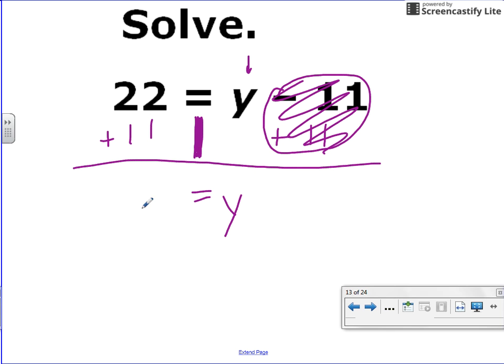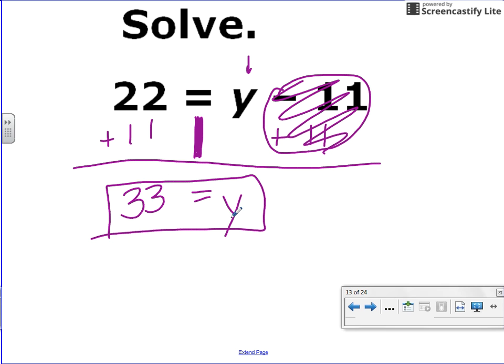On this side, I no longer have 22. It's now 33. Okay. Now, I'm not a stickler about making sure your variable is on the left. I'm perfectly fine with you saying 33 is equal to y. That's your answer, but I do want you to show me the check. Y minus 11 was my original part of the equation. So if I take 33 minus 11, that gives me 22. Yep, that's exactly right.